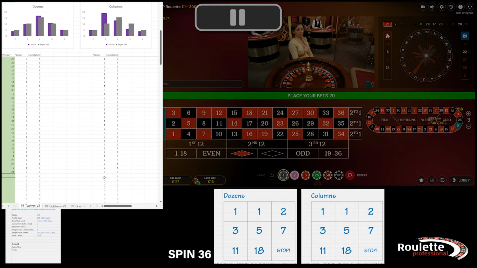The data hasn't changed much, with the dozens practically hugging their expectation pattern, so as boring as it may be, we continue aiming for a 5 with the columns and fast forward to spin 48.